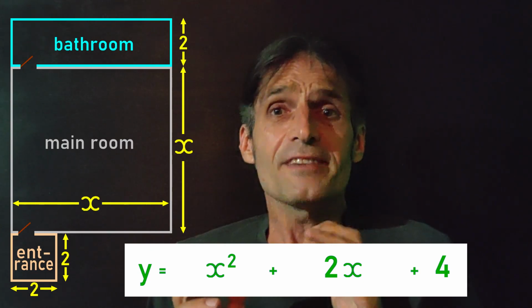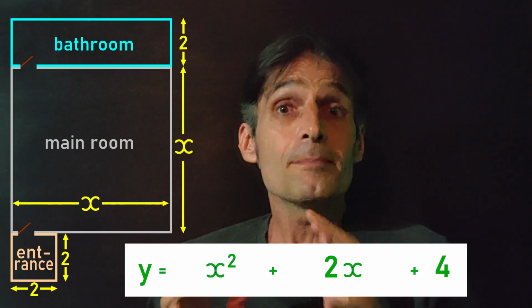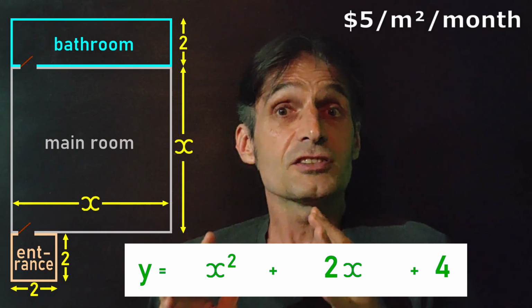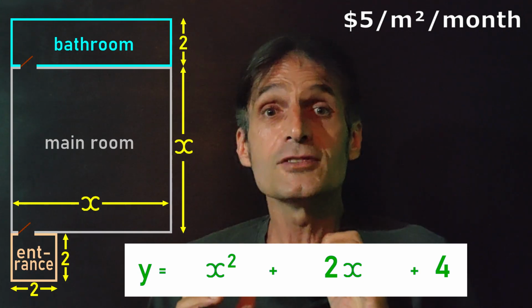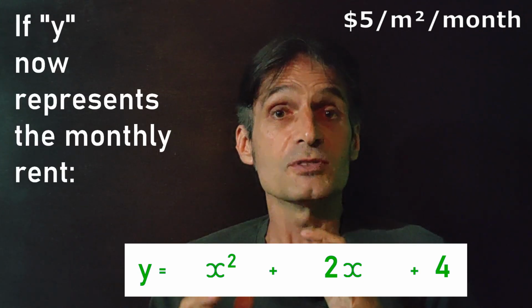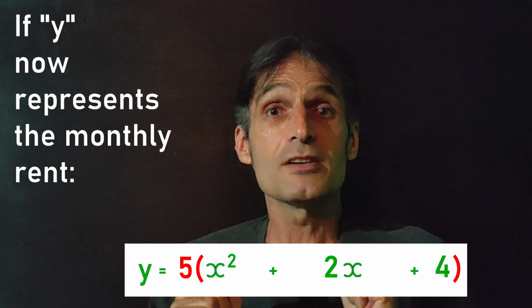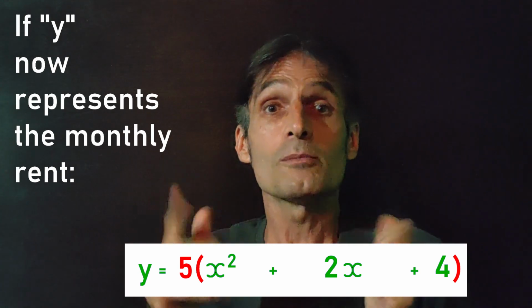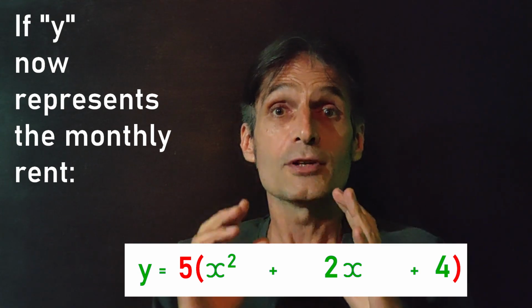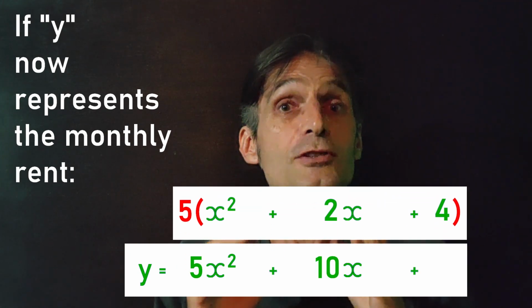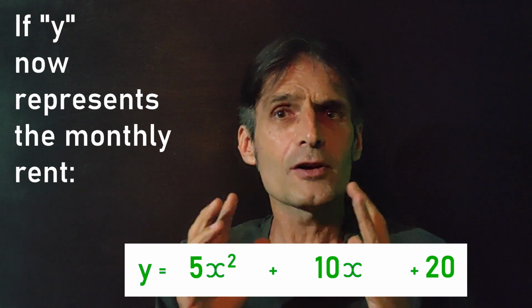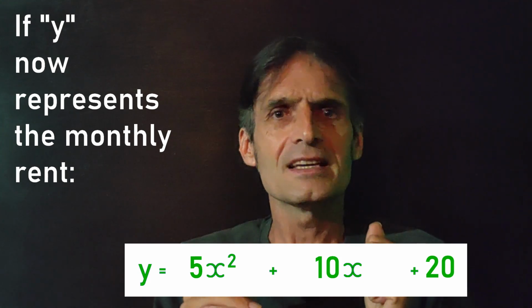Now imagine that these flats are rented at a price that depends on their area. They charge $5 per square meter per month. The function that gives you the monthly rent becomes rent equals 5 times the area. It's 5 times, between brackets, x squared plus 2x plus 4. So it's 5x squared plus 10x plus 20. So now I think you've understood what the function is.